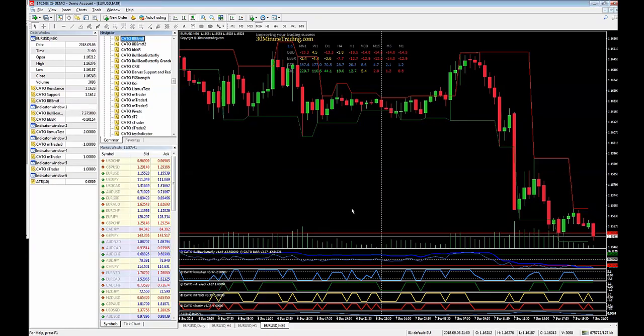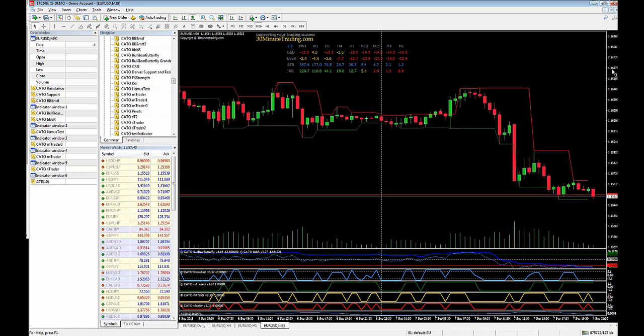So this is the multi-time frame display as it applies to the euro dollar. The time frames are listed along the top. The descriptor is along the left hand side here. So we've got monthly, weekly, daily, 4 hourly, 1 hourly, 30 minute, 15 minute, 5 minute and 1 minute.